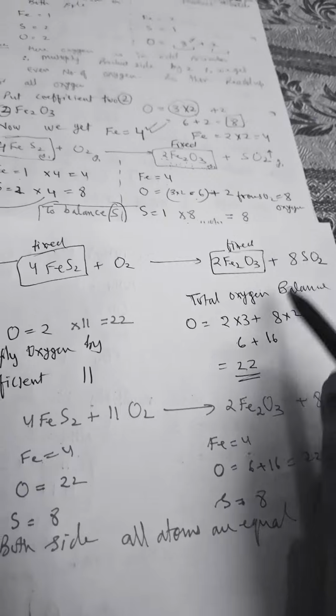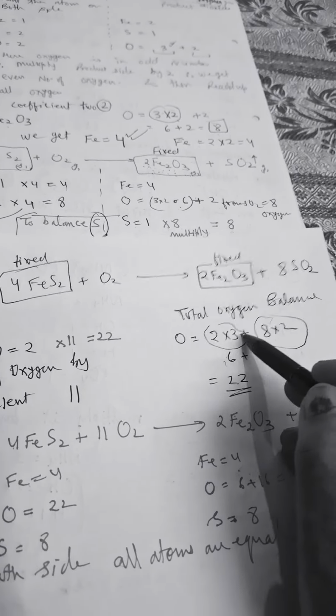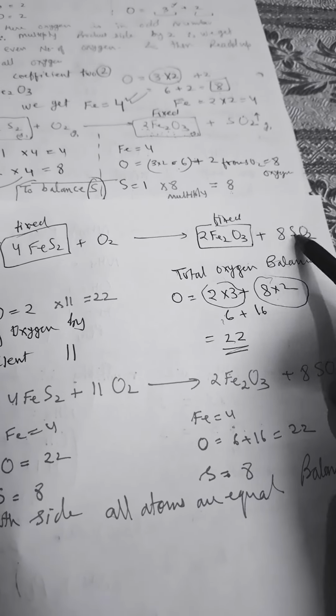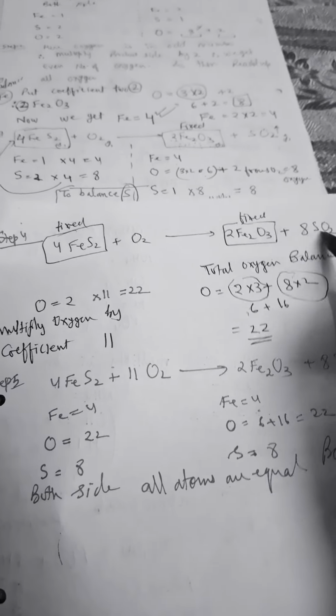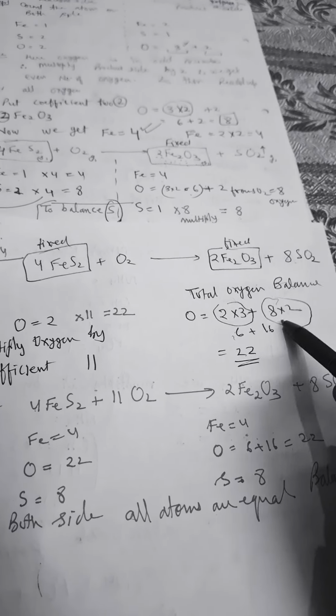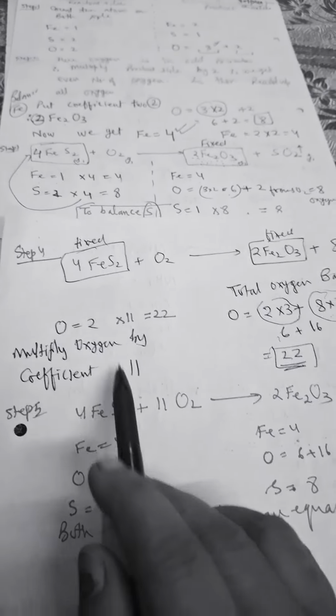Now it is 8 SO2. Oh my god, again we have to balance oxygen. Earlier we balanced this to make it even. Now, because we did 8 SO2, multiply this whole by 8. So now it is 8 times 2 is 16, so total 22 oxygen.